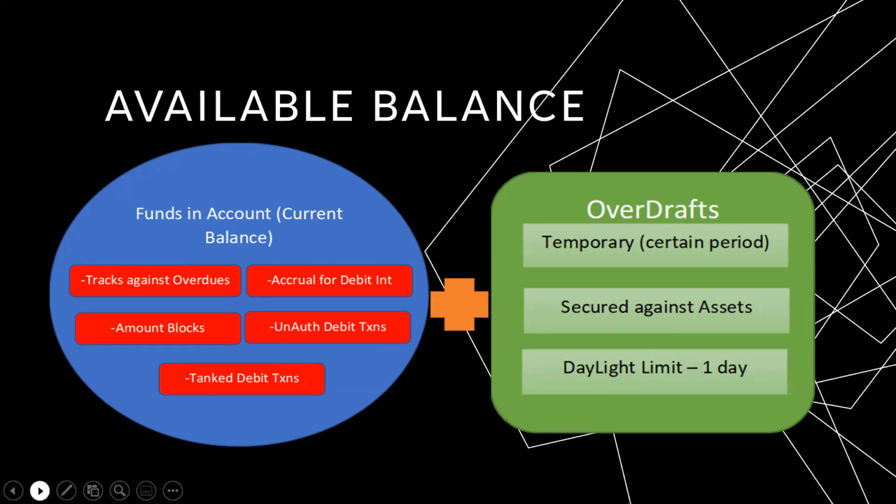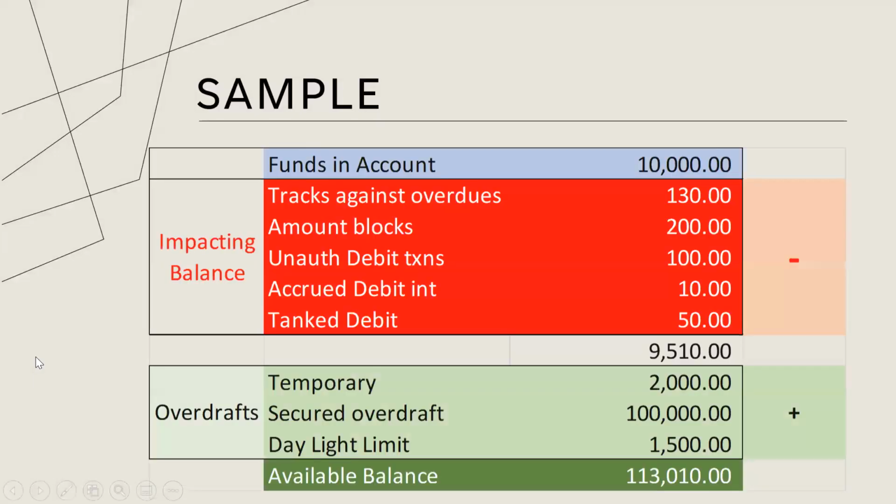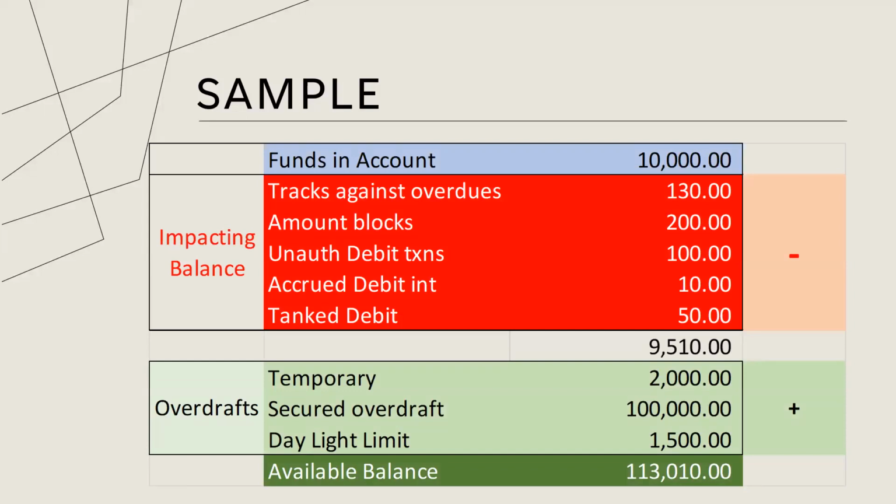Okay. The next one, we will see in a little more detail with one sample. Let's say the customer has funds in the account of 10,000. I have taken a very small amount. Assume that today he deposited 10,000 and finally he sees the balance is only 9,510. I'm just trying to give the breakup with all the possible components.